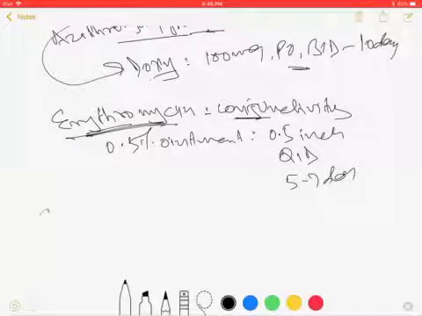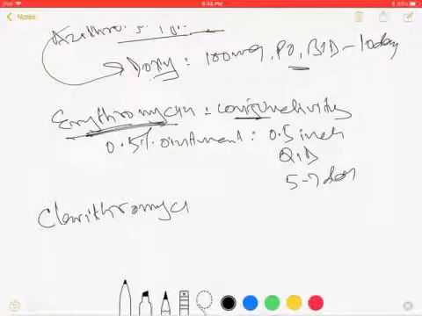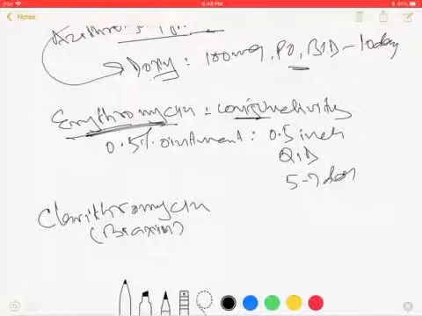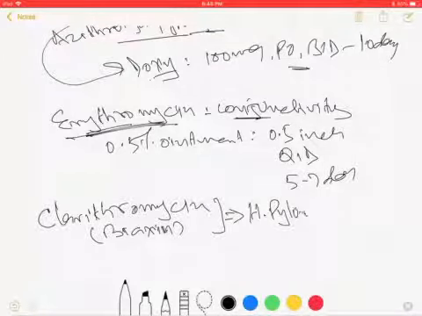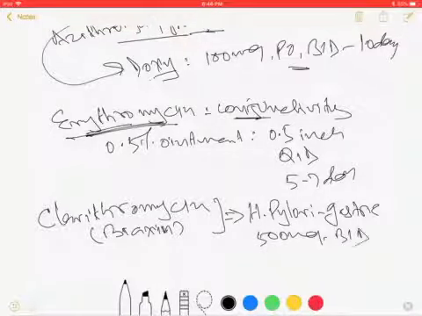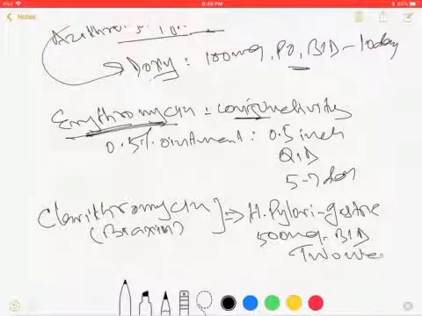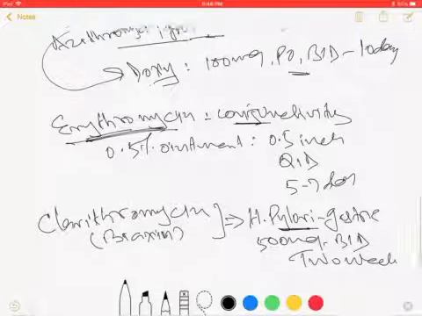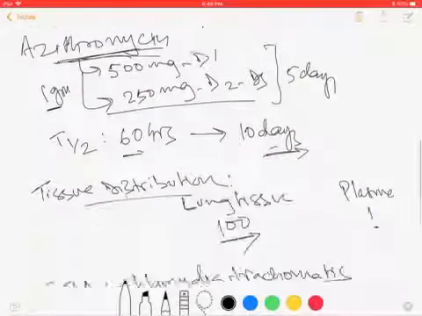The clarithromycin, also called Biaxin, the most common use that I have used it for is in H. pylori induced gastric ulcer. And the dose is 500 milligrams BID for 2 weeks. I will talk about more details when we talk about the H. pylori ulcer. So these are your most common macrolides, including azithromycin.